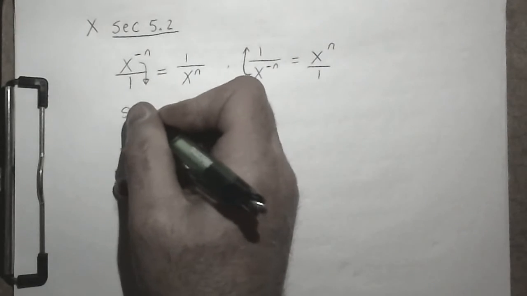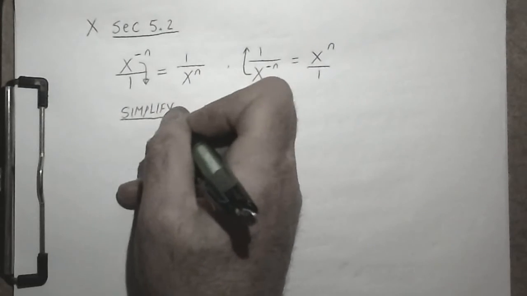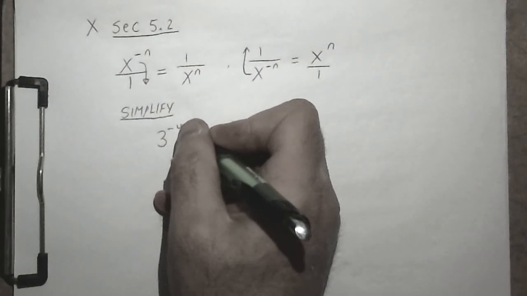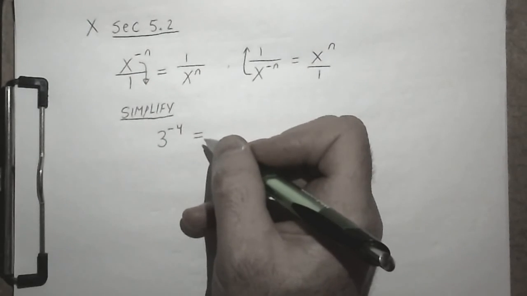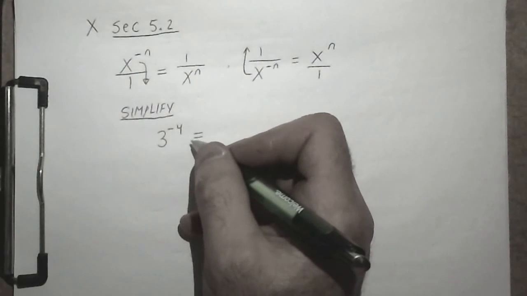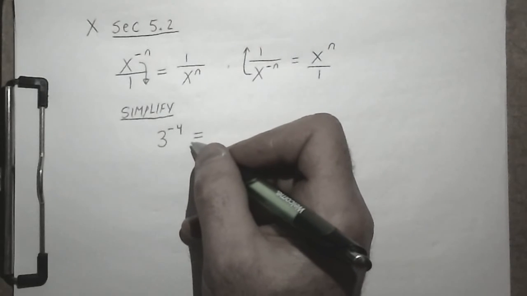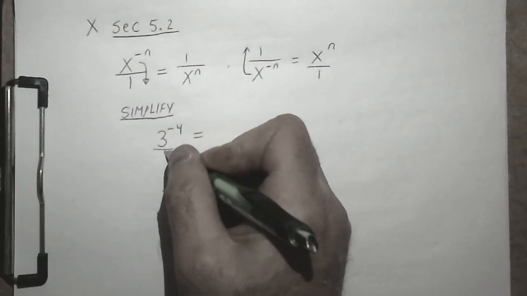Suppose that we wish to simplify these. Suppose I have 3 raised to the negative 4th power, and I want to simplify this expression or evaluate it. Now, when you have a number raised to a negative exponent, you cannot evaluate it until you first of all get rid of the negative sign on the exponent and make the exponent positive. This whole quantity is understood to be over 1.